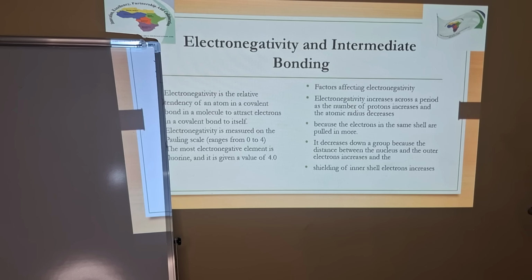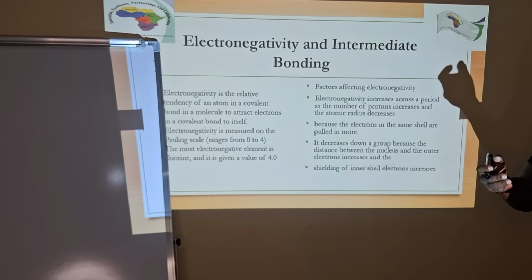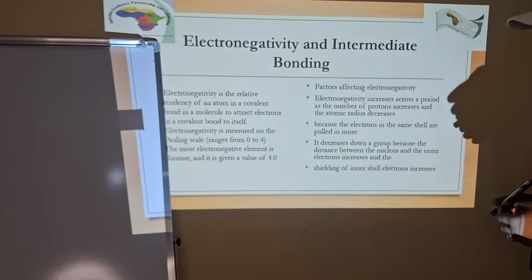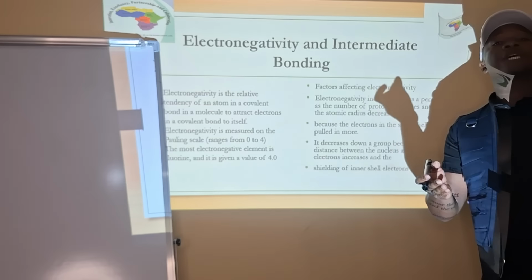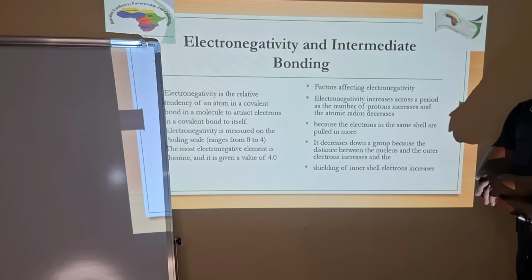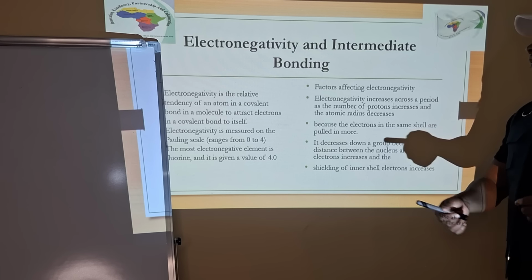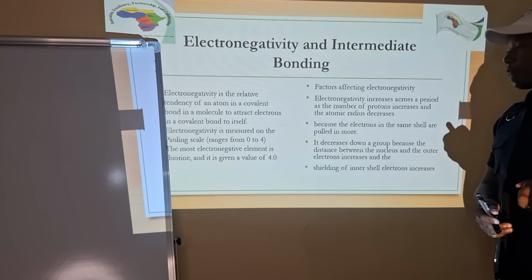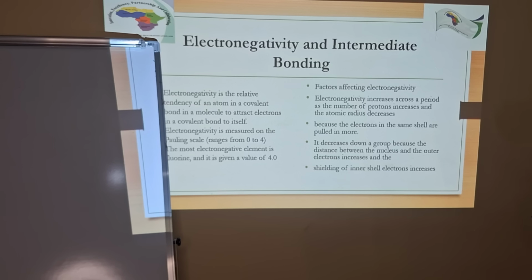Now, electronegativity. Electronegativity is the relative tendency of an atom in a covalent bond in a molecule to attract electrons in a covalent bond to itself. Electronegativity is measured on the Pauling scale, and the Pauling scale ranges from 0 to 4. The most electronegative element is fluorine, and it is given a value of 4 on the Pauling scale.